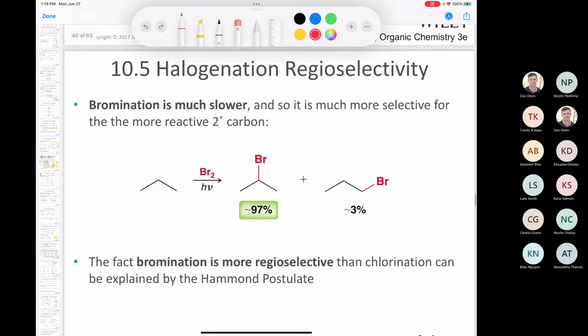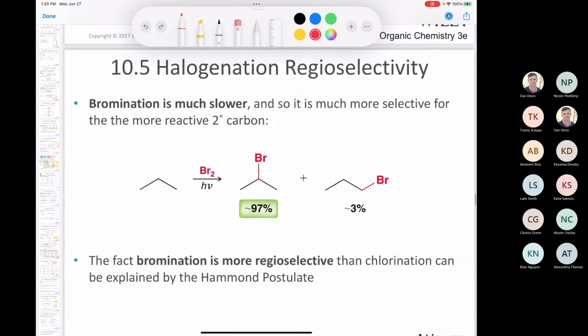But if you look at bromination, since that first step is such a humongous uphill climb, it's going to be even slower. It's a more sluggish reaction. Why? Again, it's got a higher activation energy, and since it's got a higher activation energy, there's an even greater difference in the relative energies of the transition states for bromination. Check it out. You see that if you treat propane with bromine, you actually get almost entirely 2-bromopropane and very little 1-bromopropane. So we say the bromination is extremely or more regioselective.